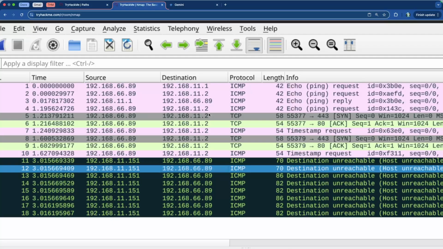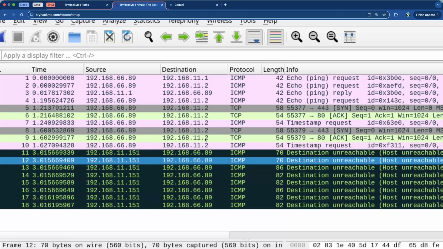11.2, we tried to reach out to 11.2 in a lot of different ways, TCP, ICMP, and so forth. And we tried to reach out to various ports that we see here, 443, 80, and there was even a timestamp request. And the responses that we got from that, we didn't get any responses actually. So we only got responses from 11.151 apart from 11.1, which actually replied to us so that we know it's up. We got a bunch of destination unreachable responses from 11.151. And then for 11.2, there are no responses on this screenshot. So that's basically what we see over here.